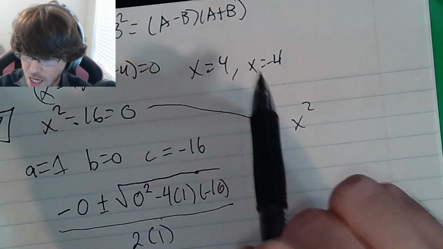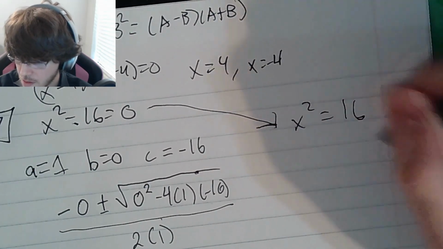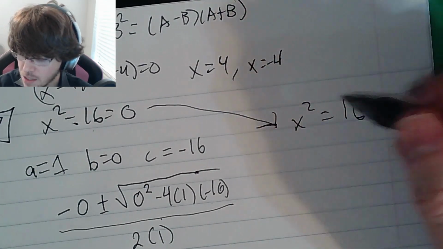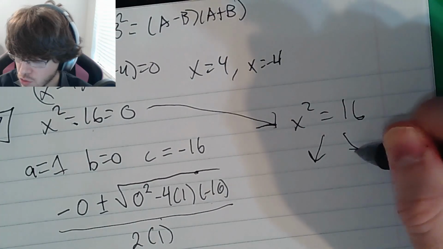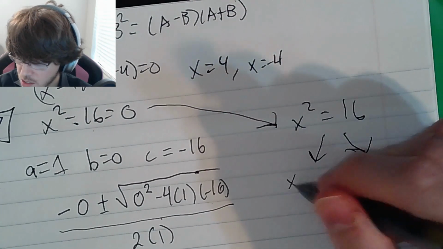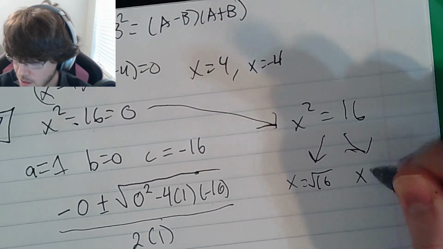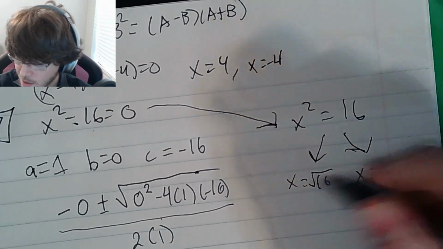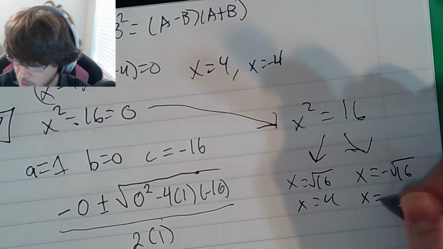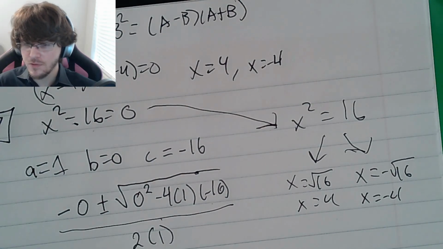You have negative 16, add 16 to the other side. What do you do when you have problems like this? Oh yeah, we split it into 2 and we take the square root. We have x equals the square root of 16 and x equals the negative square root of 16. We got x equals 4 and x equals negative 4. A bazillion different ways to do this question.